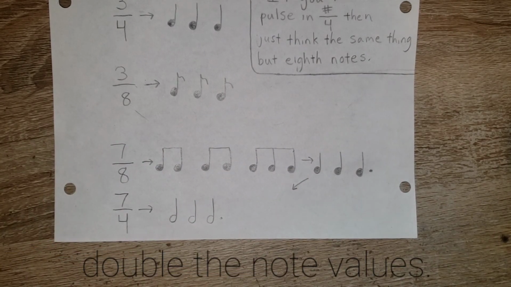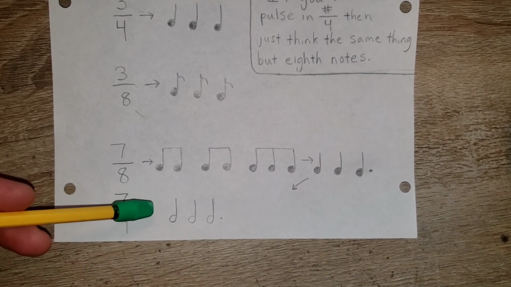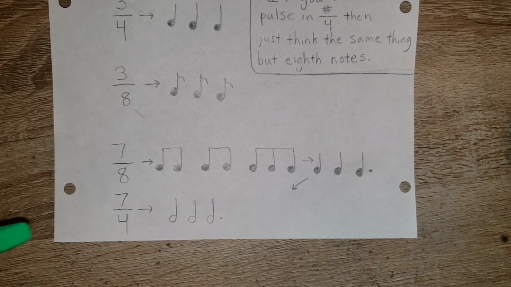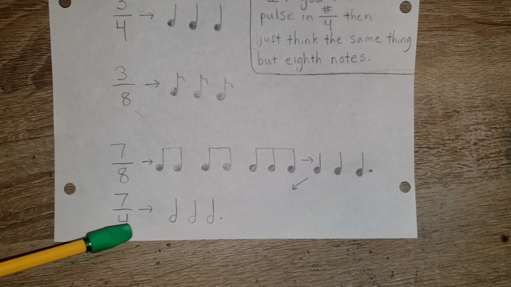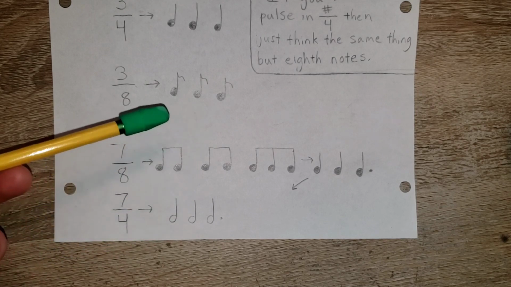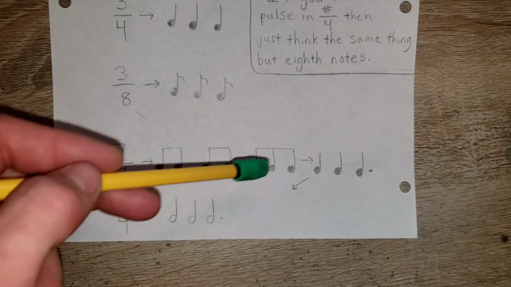So vice versa. If we went from 7/4 and we're saying, I already know that pulse, now we're going to 7/8. The difference between a quarter note and an eighth note is that an eighth note is half of a quarter note. So we're going to turn this into each half of the equivalent note. There we go.